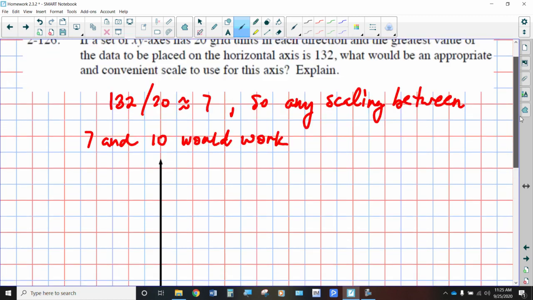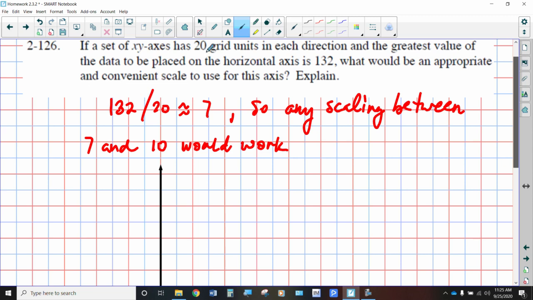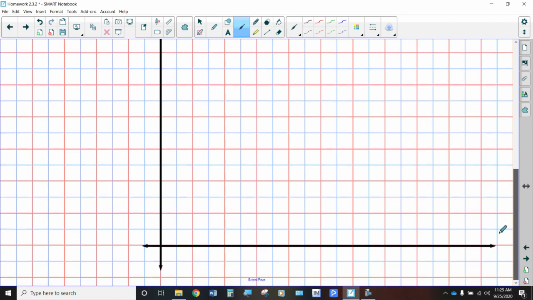So in this case, just take 132. If you have 20 grid units that you can use, then you could count by 7, but I'll be honest with you, who wants to count by 7s? I would count by 10s instead. That seems like it would be a lot easier. So maybe 10, 20, 30, 40, 50, 60, 70, 80, 90, 100, 110, 120, 130, 140, 150. I'd probably just stop at 150 and label the 50th, 100th, and the 150th.